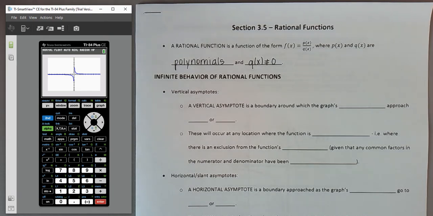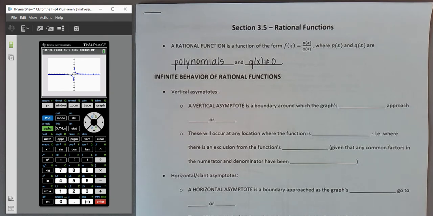So notice this graph has two separate pieces. These are two separate branches. Depending on your calculator, you may see a line drawn on the y-axis or you may not. Notice that there's a boundary situation involved. So the left-hand branch and the right-hand branch are completely separate from one another, and they're divided here at the y-axis.